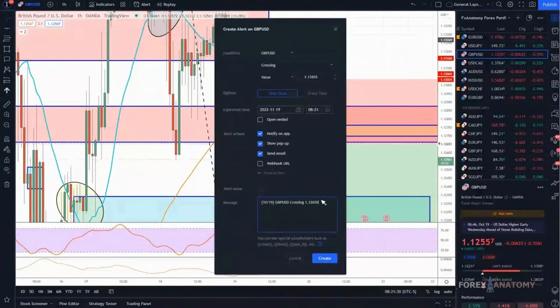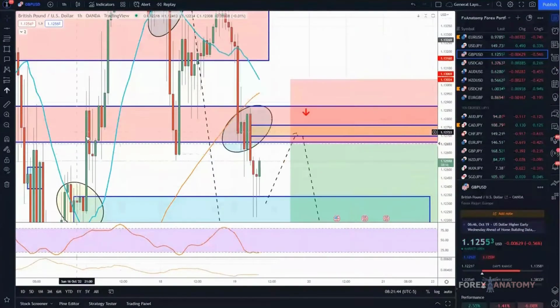Let me say price testing 1 hour supply. Okay, so yeah, we have that. But we're expecting price to go a little bit deeper right into this area.